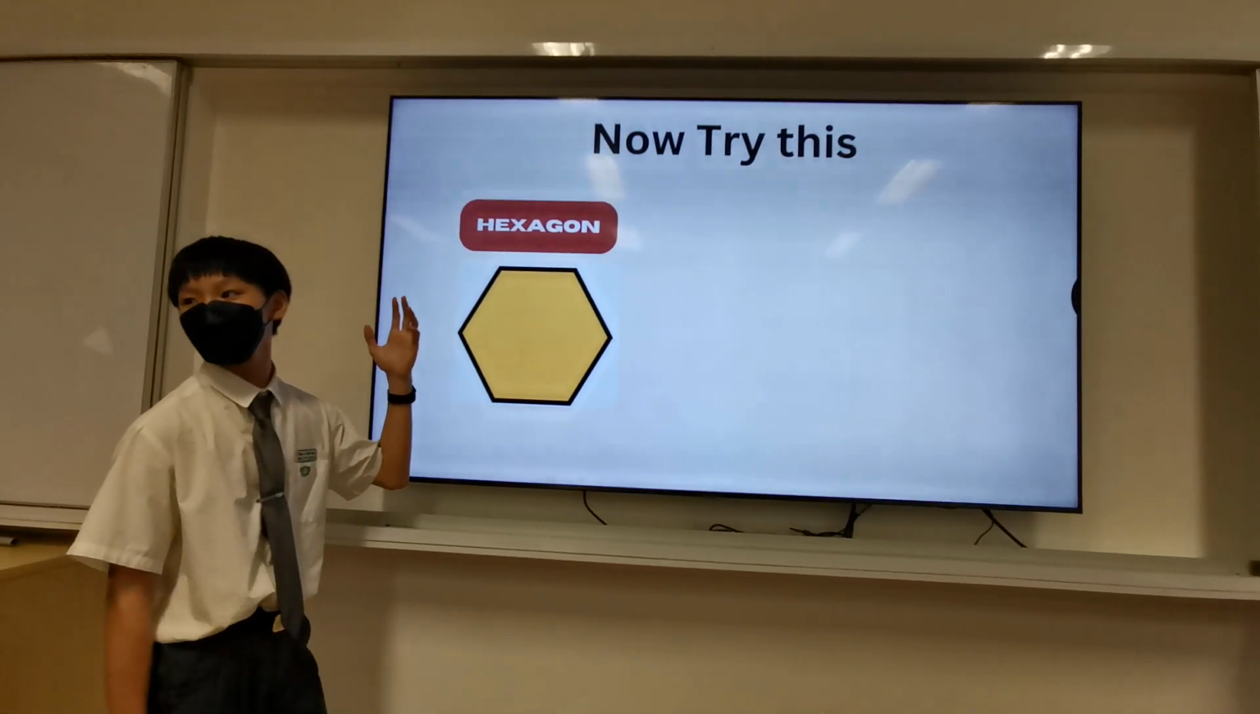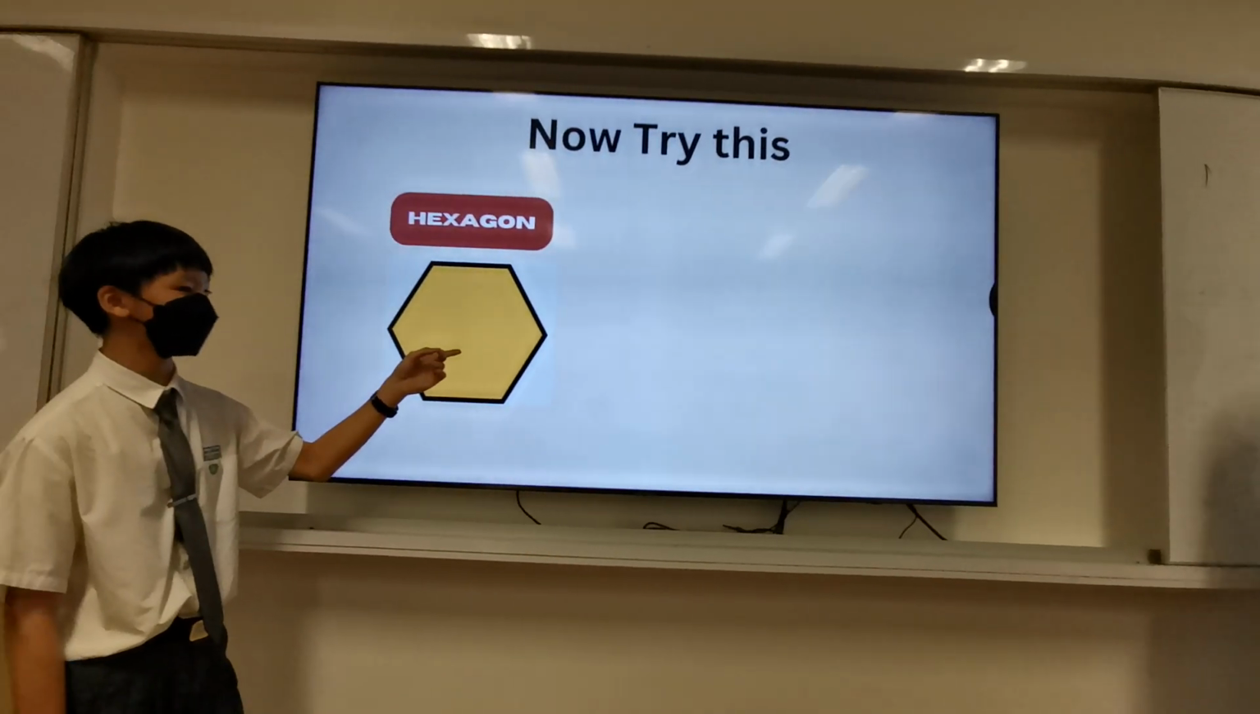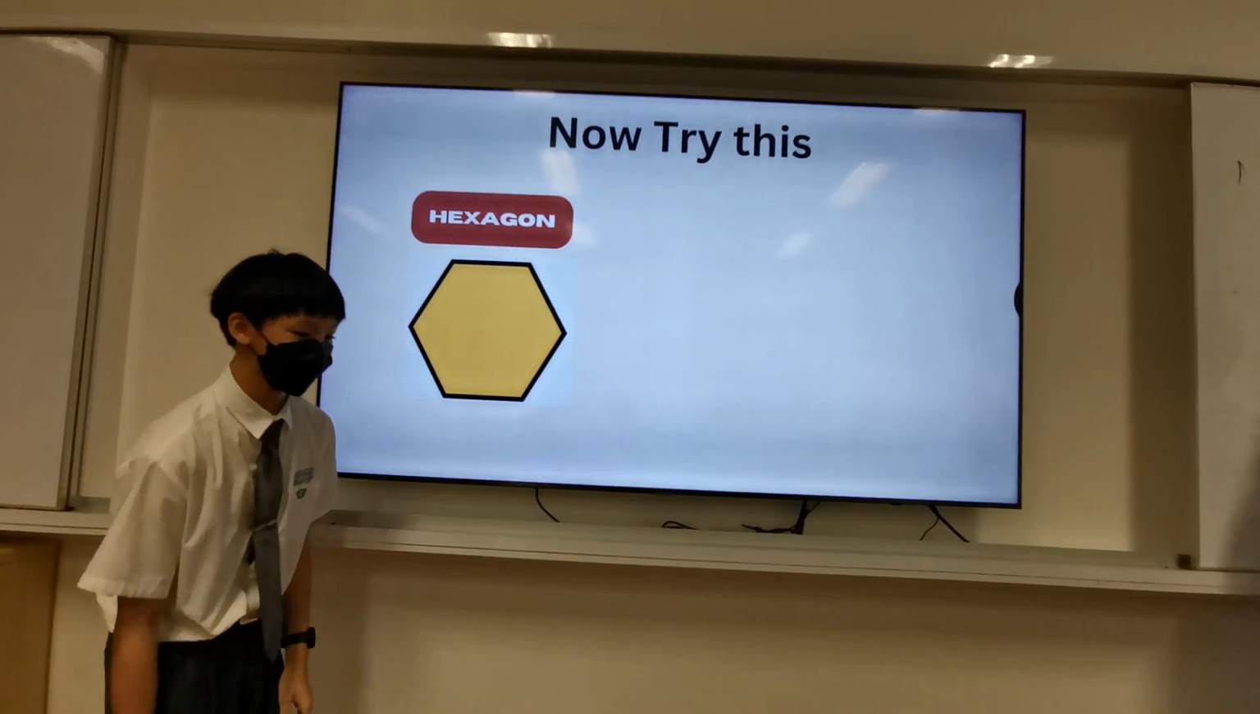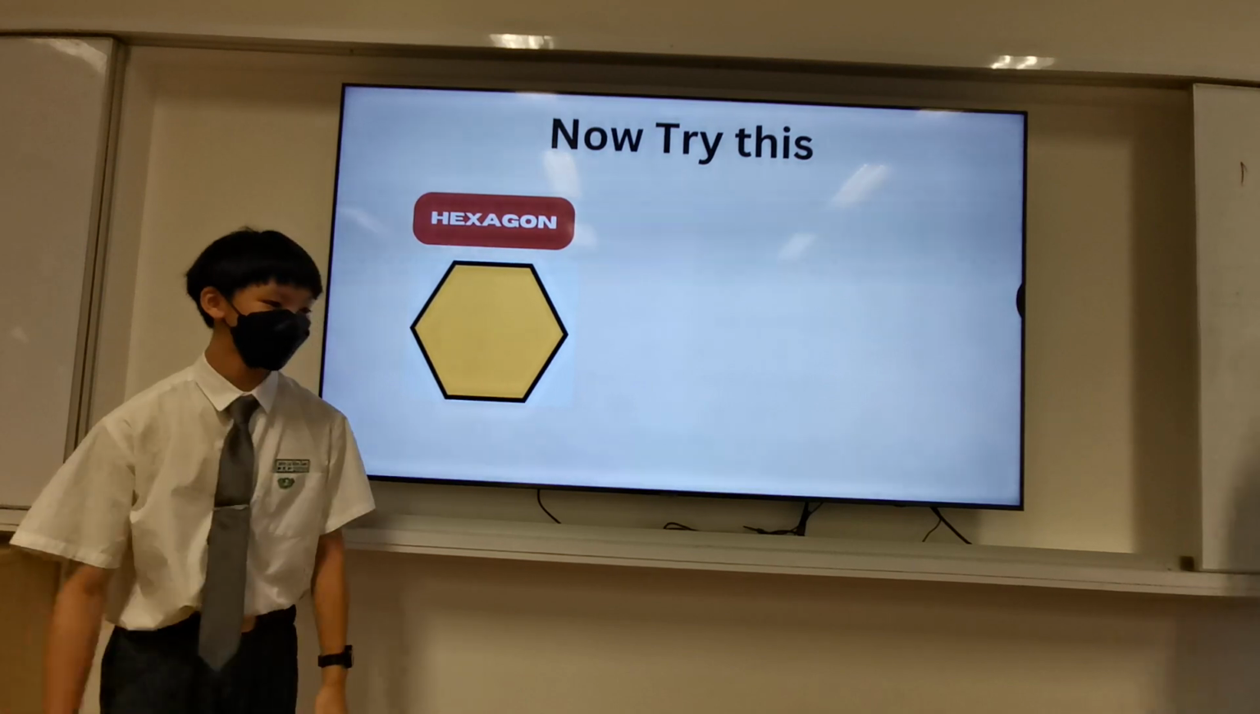Now, can everyone try finding the interior sum of this polygon? Can I try? No. Why not? Alright lah.